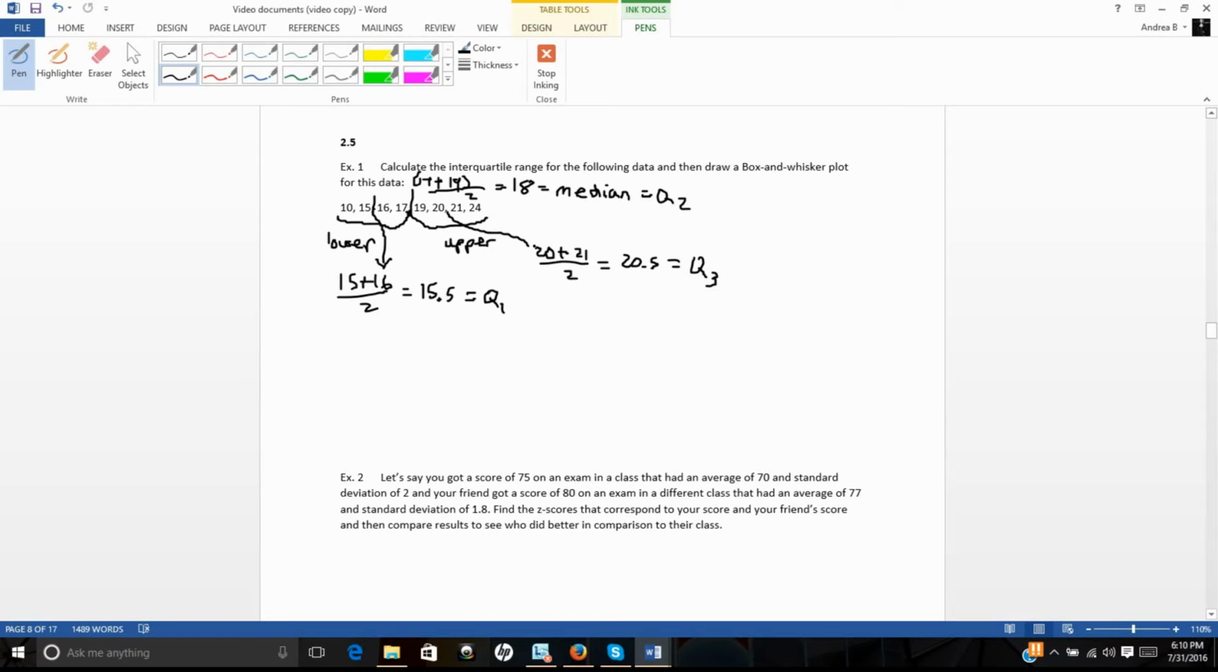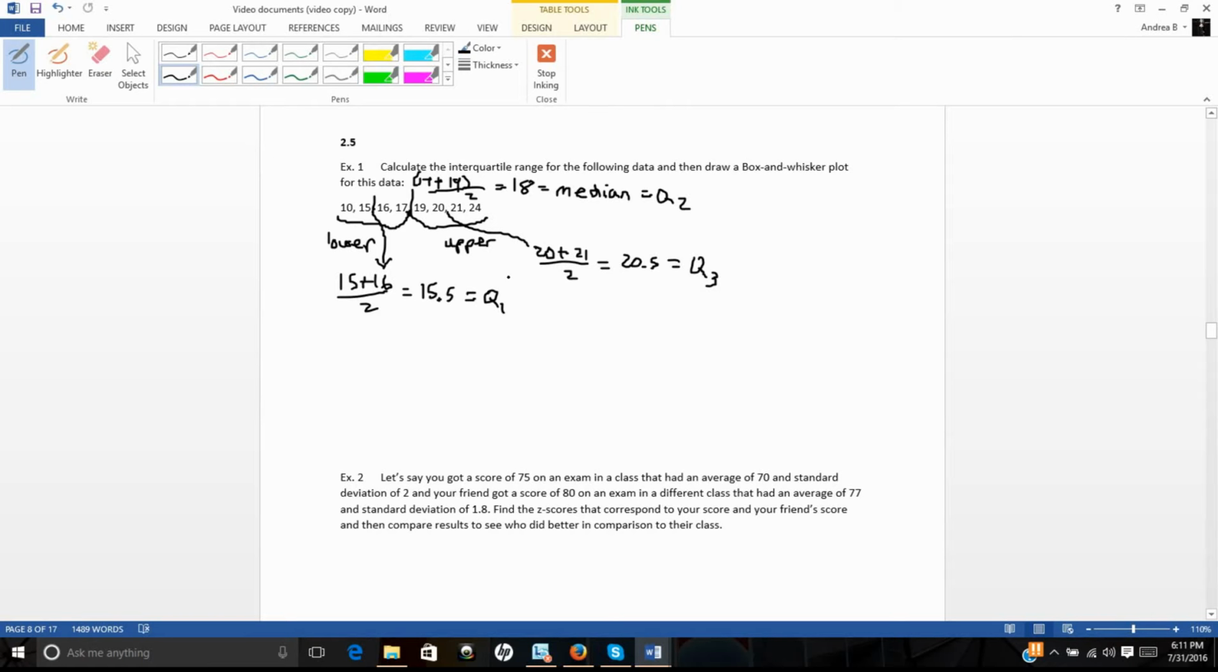And keep in mind, just like it said in the book, Q1 represents that there's 25% of the data below that. Q2, there's 50% below that. Q3, 75% below that. Hence why they're called quartiles. Split them into quarters, or fourths.